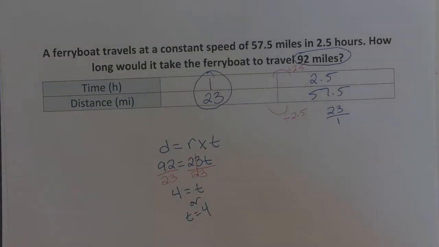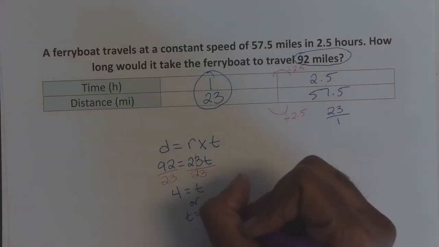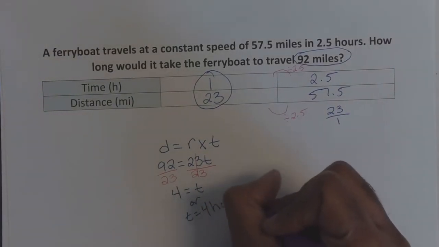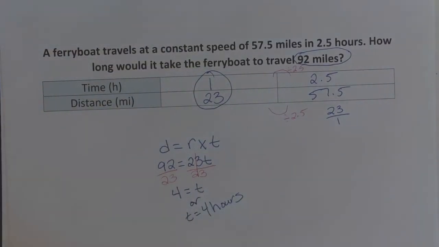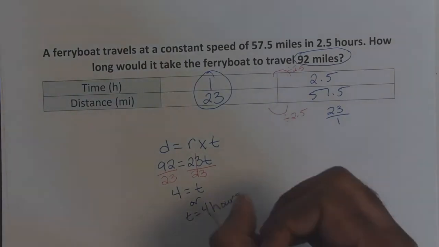We need to make sure we include the units now, because remember, our units are important. So what does 4 stand for? My units is 4 hours. So this lets me know that the ferry boat takes 4 hours to travel 92 miles.